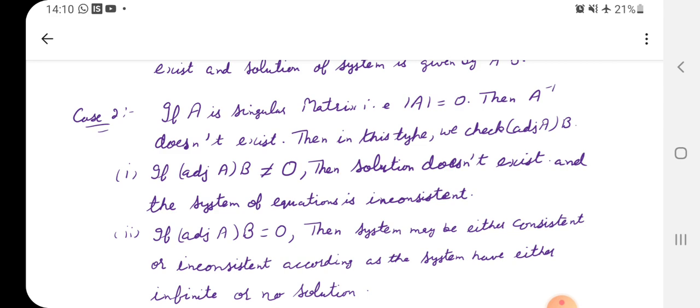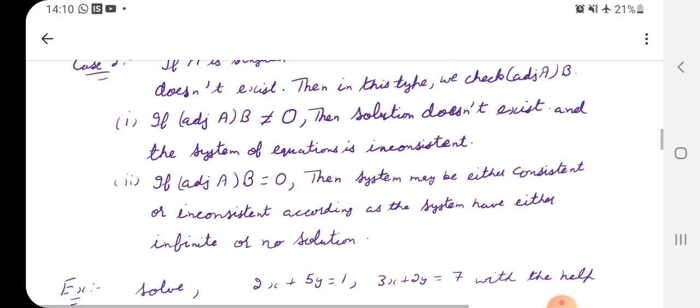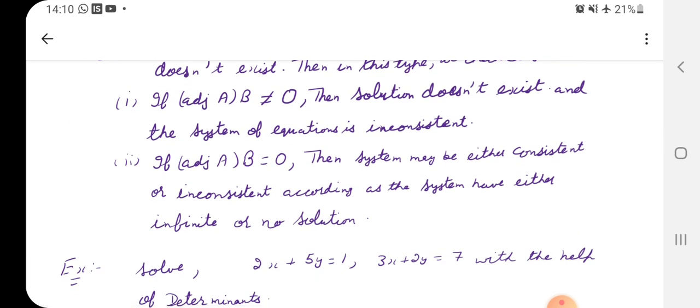If it is a non-zero matrix, then the solution does not exist, and the system of equations is inconsistent. The second case is when adjoint A into B will be the O matrix, that is, the zero matrix. Then the system may be either consistent or inconsistent, according as the system has infinite or no solution. So if it does not have any solution, it will be inconsistent. If it has infinite solutions, it will be consistent, right? So we have to check according to the situation.